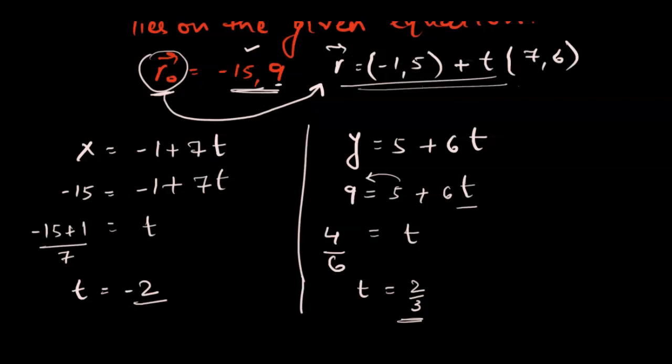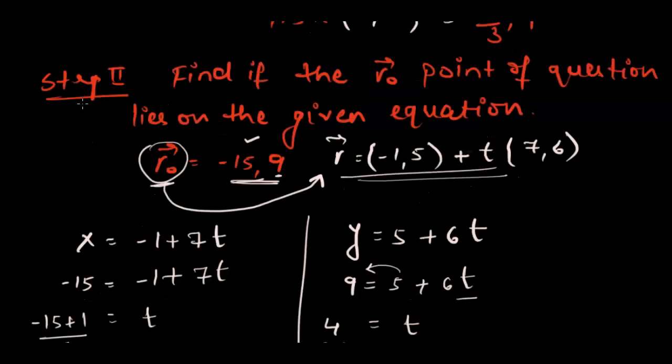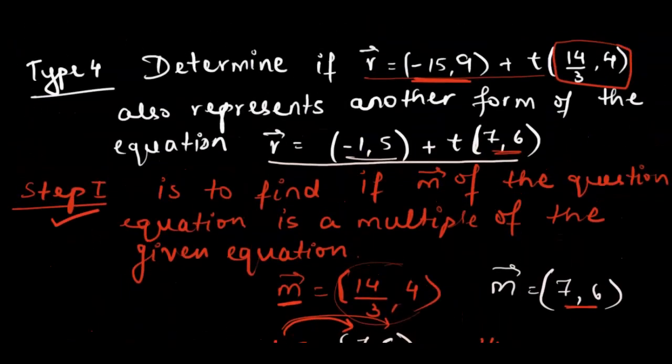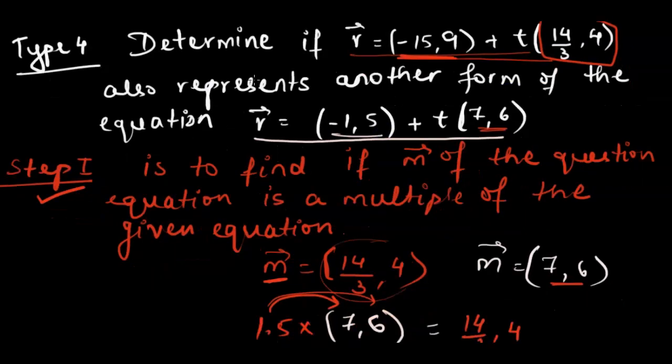So step number 2 has failed for this particular question. If both step 1 and step 2 pass, then we would conclude that the equation represents another form of the given equation. But in this particular case, we would just conclude that this equation does not represent another form of the given equation. Let's quickly summarize the question.